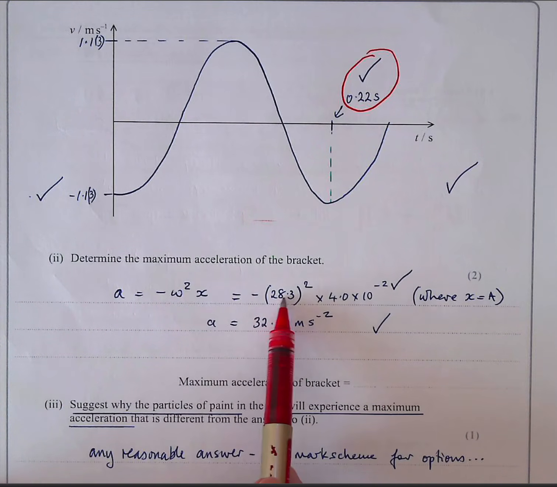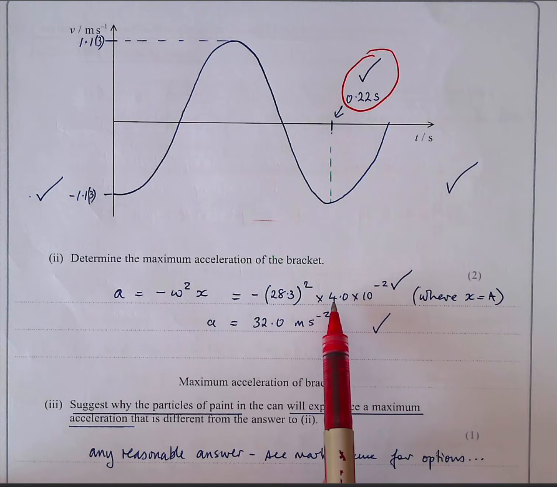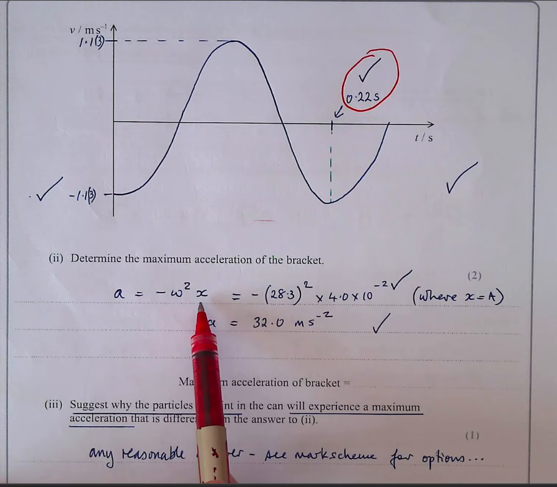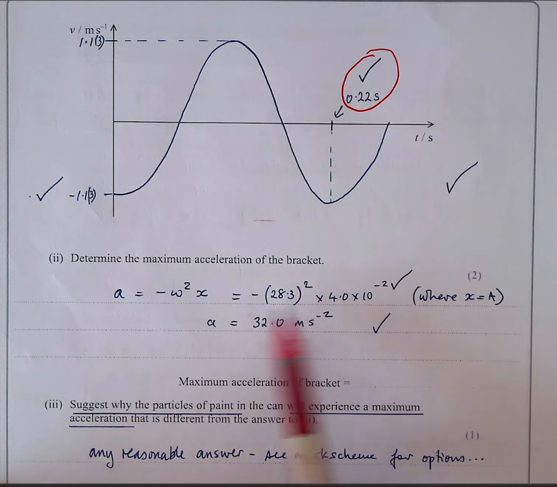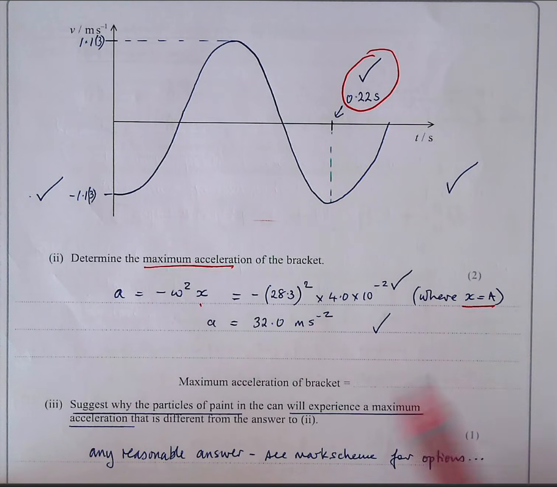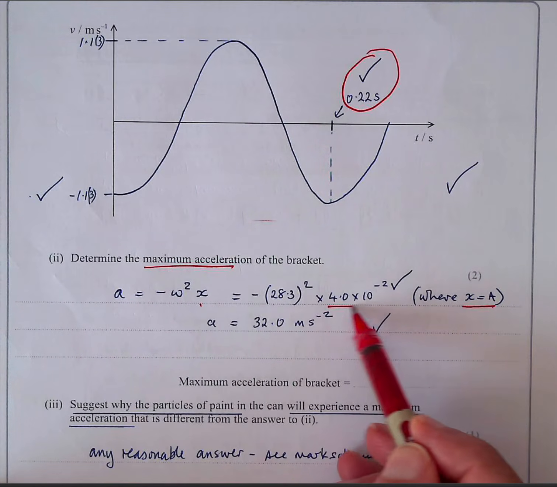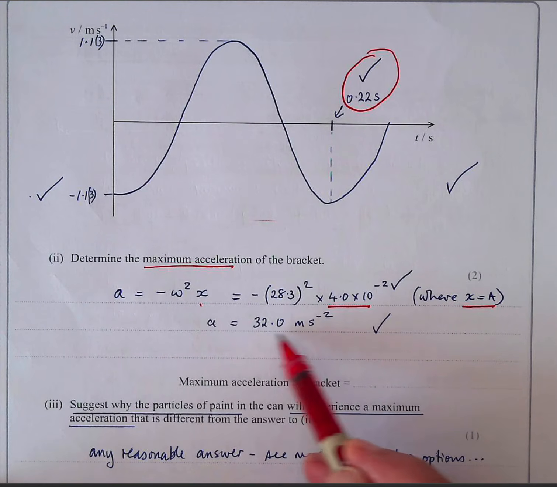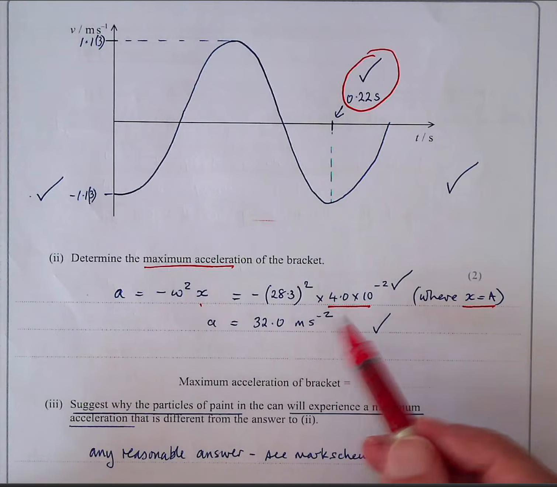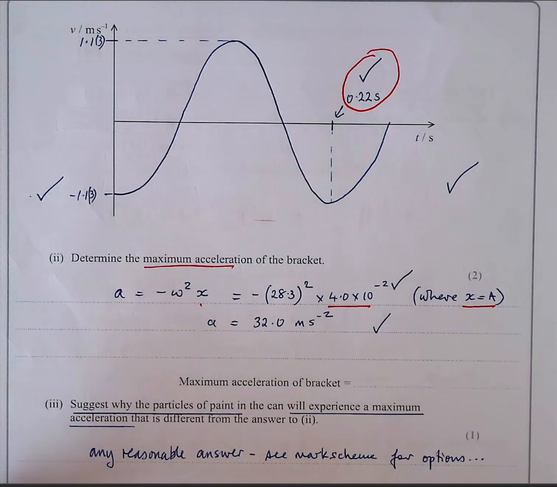So you put omega squared in there. The minus just shows that the acceleration is in the opposite direction to the displacement, multiplied by the maximum amplitude, because they want maximum acceleration. That means when x equals A. You know that value from before, and then you multiply the numbers together, you get 32.0 point something else. But again, you round it up, and it comes to the correct answer.